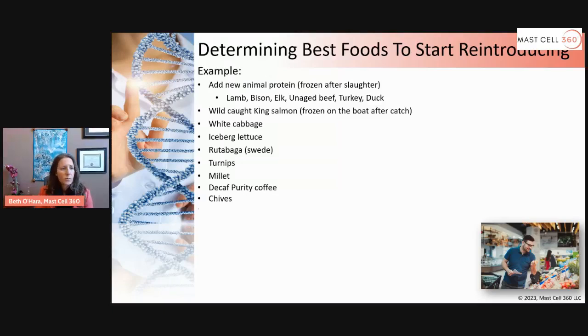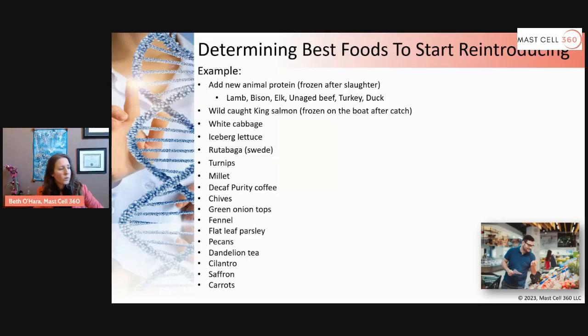Chives are low across the board here. Green onion tops, fennel, flat leaf parsley. So I'll put this up and you can grab a screenshot if you want. Pecans, dandelion tea, cilantro, saffron. Carrots are going to be a little higher. Let me back that one out. Let's take carrots off of here because that one really depends on the amount that you're eating in terms of the oxalates. So here's the list if you want a screenshot that would be low across the board for histamine, oxalates, lectins, salicylates, and FODMAPs.